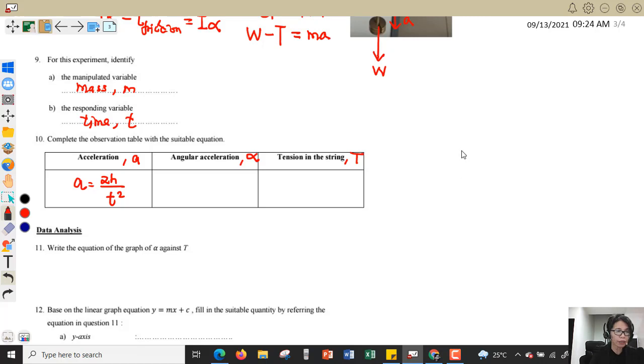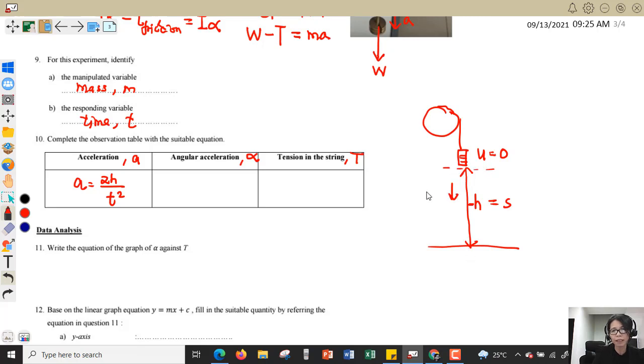How we get these equations, you might refer back to the setup of the experiment. This is our slotted mass, and we are going to release the slotted mass from a certain height h. Initially, there is no movement for the slotted mass before we release, so the initial velocity is 0. The displacement will be negative h, because the slotted mass is moving downward. So the slotted mass is accelerating downward with the acceleration negative a.